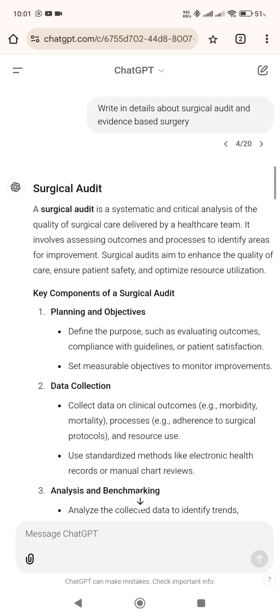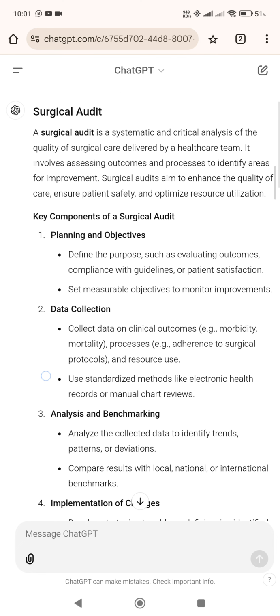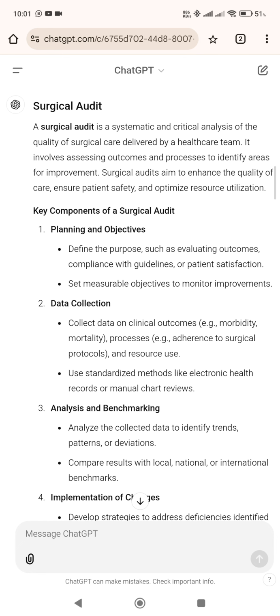Surgical audit. A surgical audit is a systematic and critical analysis of the quality of surgical care delivered by a healthcare team. It involves assessing outcomes and processes to identify areas for improvement. Surgical audits aim to enhance the quality of care, ensure patient safety, and optimize resource utilization.